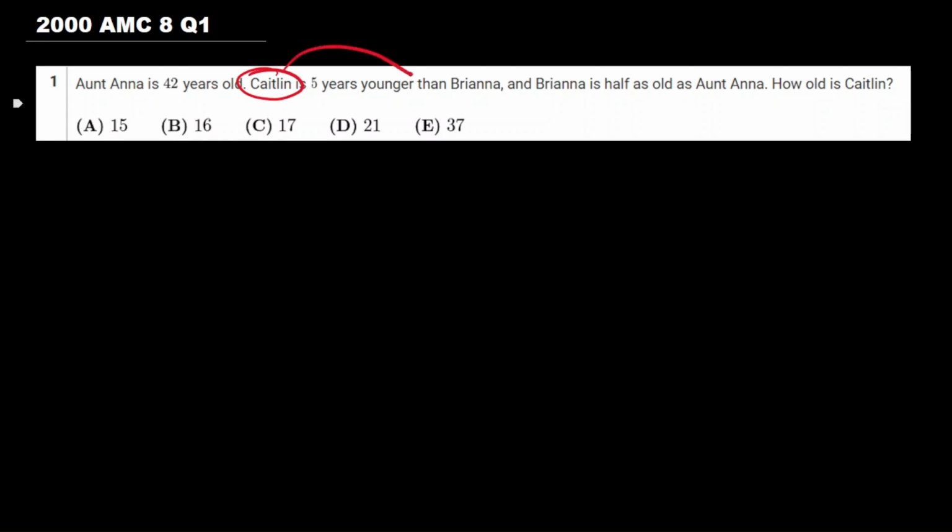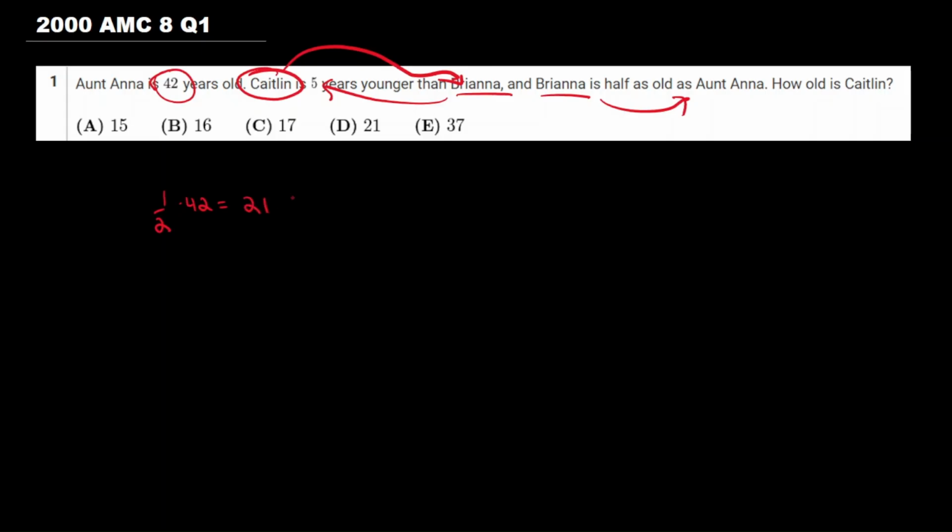Caitlin is 5 years younger than Brianna. So if we find Brianna's age, we can find Caitlin's age by working backwards. Brianna's age is half as old as Aunt Anna. So Aunt Anna is 42 years old, which means that Brianna is going to be 1/2 of 42.